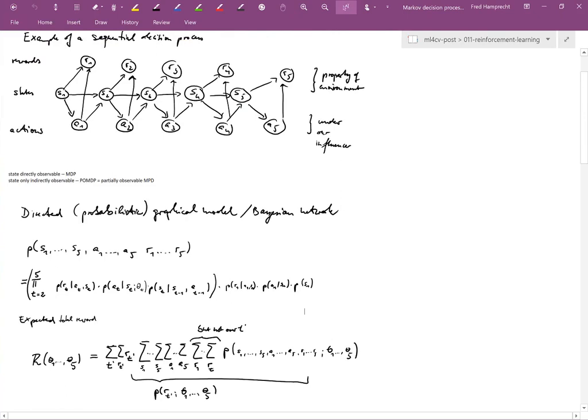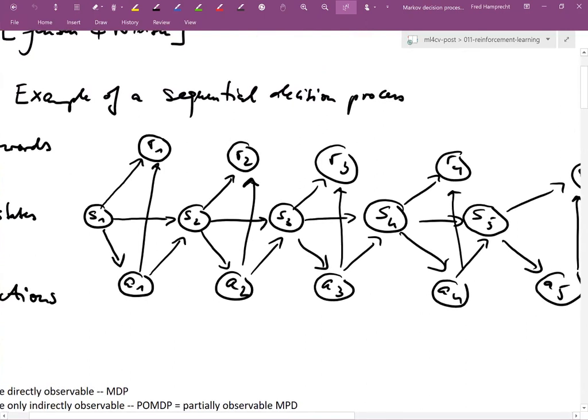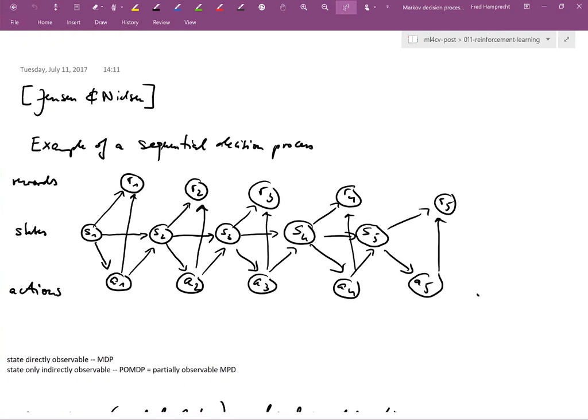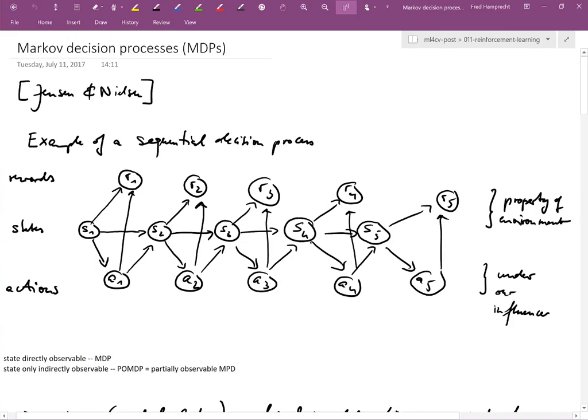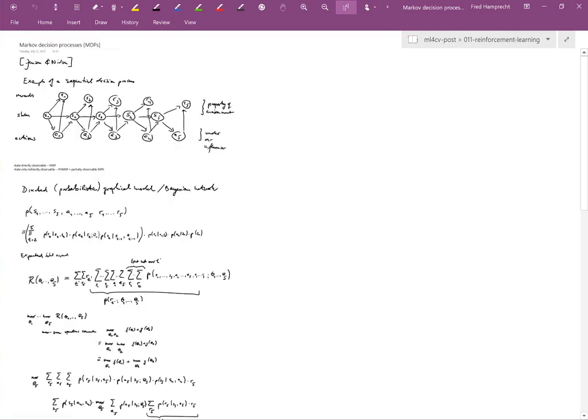More questions? So for a POMDP, we would not have a direct arrow between the state at time t and the action at time t, but the state at time t would generate an observation at time t, and then we would condition our action on that observation rather than the state itself. All fine? Okay.